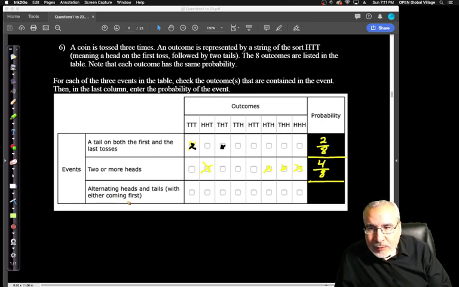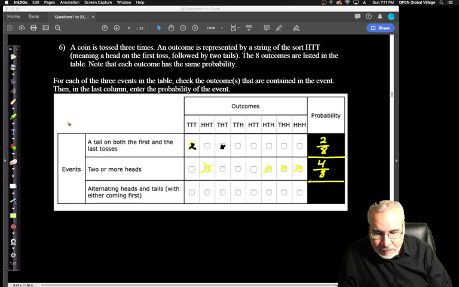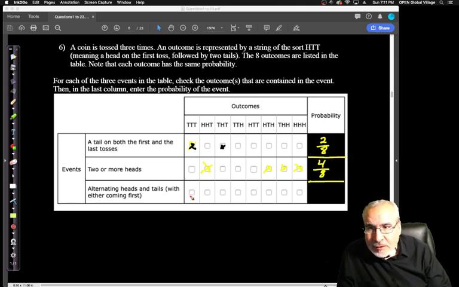Alternating heads and tails with either coming first. So it doesn't really matter. Let's see, maybe I'll switch and go with the red. So heads, tails, tails, heads: this does not alternate. Here's tails, heads, tails, so this one's alternating. No, that doesn't alternate. Here's heads, tails, heads, so that alternates. This one does not. That one does not.